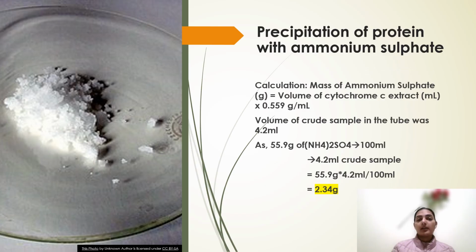Resin elution is followed by precipitation of protein with ammonium sulfate. To calculate the mass of ammonium sulfate used to precipitate out the protein, we use the given formula: mass of ammonium sulfate equals the volume of cytochrome C extract in ml times 0.559 gram per ml. The volume of cytochrome C extracted in the tube is 4.2 ml, and to achieve 85% saturation at 0 degrees, 0.559 gram per ml of ammonium sulfate is used. Putting all these values in the formula, the mass of ammonium sulfate that we got is 2.3 gram.